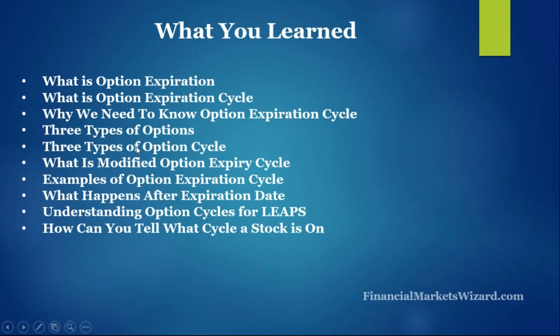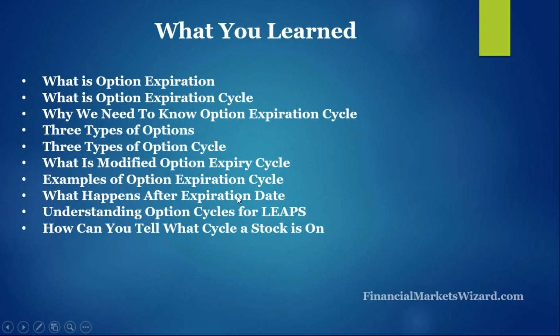We know 3 types of options: weekly options, monthly options, and quarterly options. We know 3 types of option cycles: January cycle, February cycle, and March cycle. We know, based on the cycle, what 4 months are there. We know what the modified option expiry cycle is and why it's added. In the modified expiry cycle, the current month and subsequent month are added, because of speculation and hedging purposes.